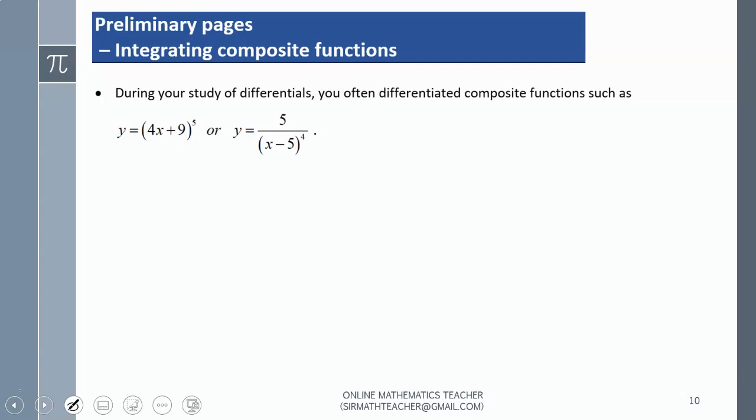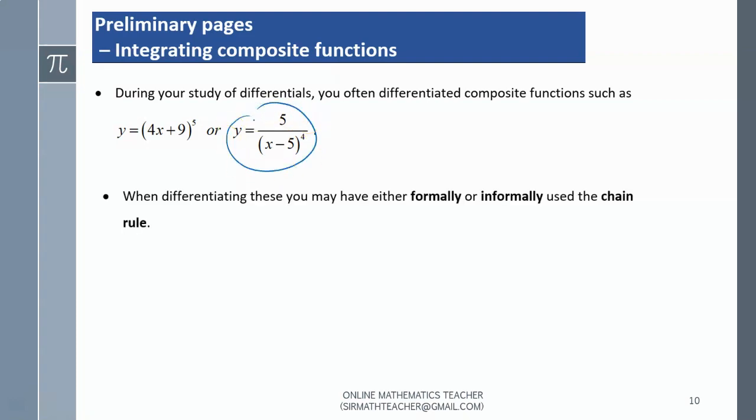During your study of differentials, you often differentiated composite functions such as y equals 4x plus 9 to the 5, or something like this, to the right. Both of those are examples of the chain rule. In differentiating these, you may have either formally or informally used the chain rule.